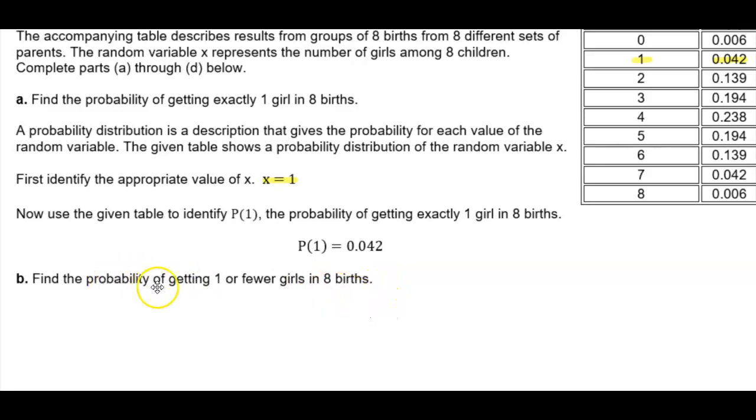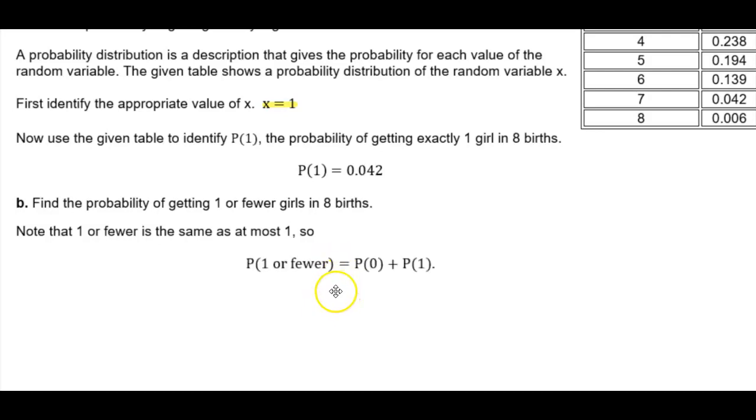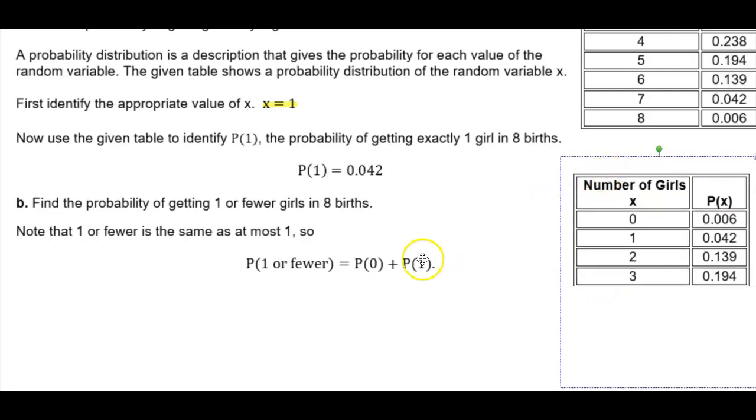Now we want to find the probability of getting 1 or fewer girls in 8 births. Note that 1 or fewer is the same as at most. So that means we want to take the following. We want to find the probability of 1 or fewer, which is equal to the probability of 0 plus the probability of 1. So if we take a look at the table here, the probability of 1 or fewer is 1 or 0.